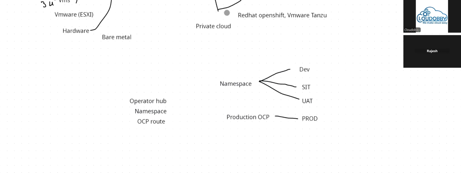So we have an OCP OpenShift cluster, but in most cases we will be working in the namespace. There are two things: cluster level access and namespace level access.